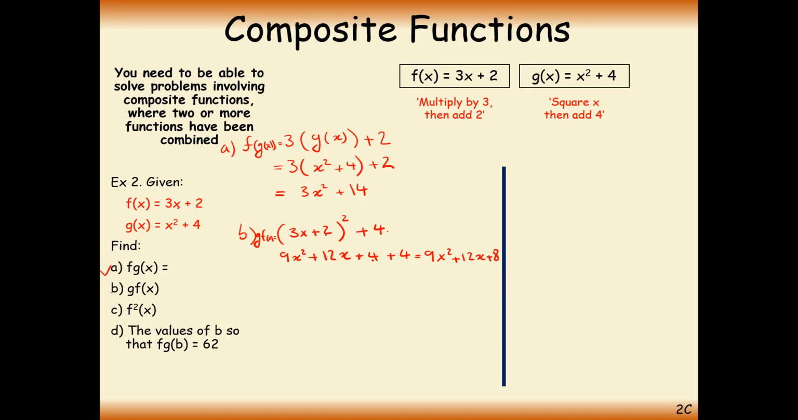So we've done part A and B. Here, we've been asked to calculate f squared. This square means apply the function to itself. Don't confuse this with 3x plus 2 times another 3x plus 2. This does not mean to take 3x and just square it. That would be the wrong thing to do.